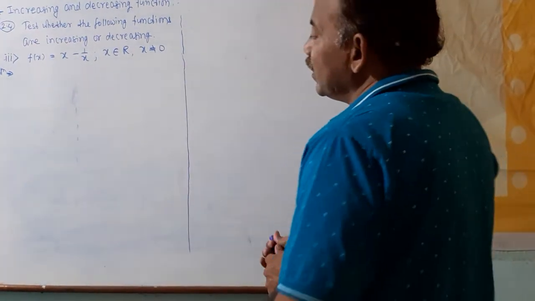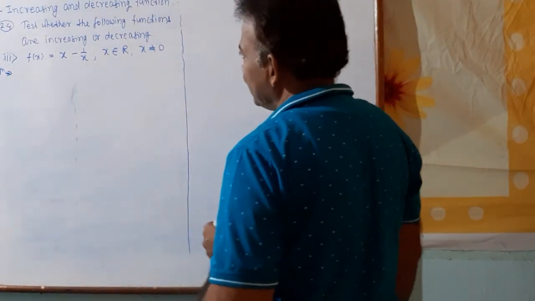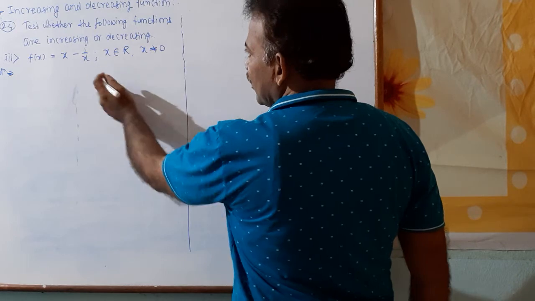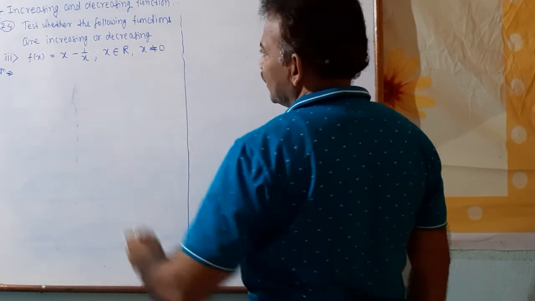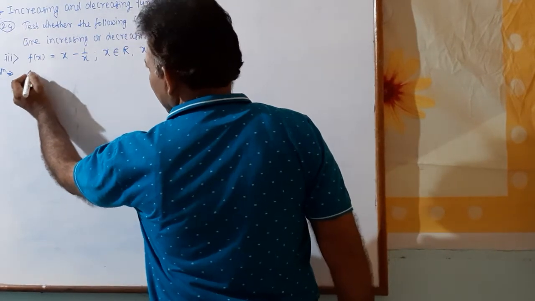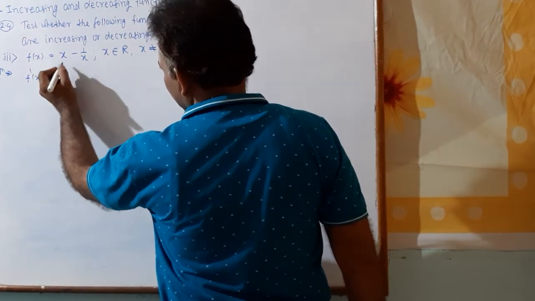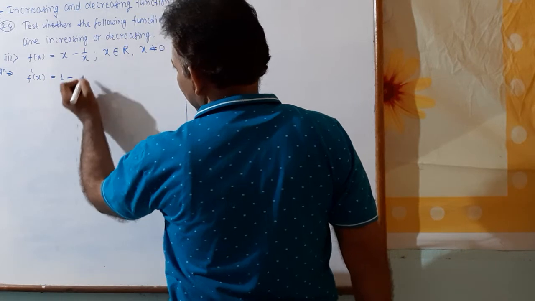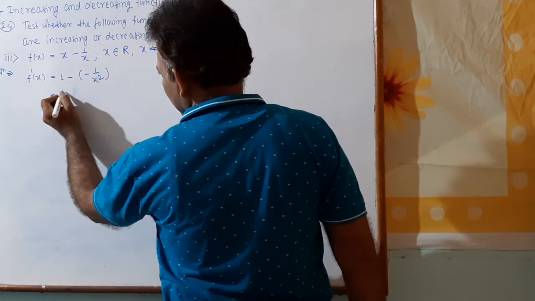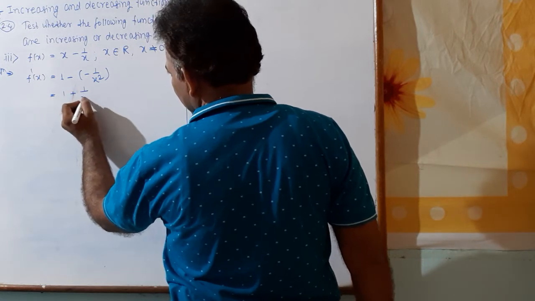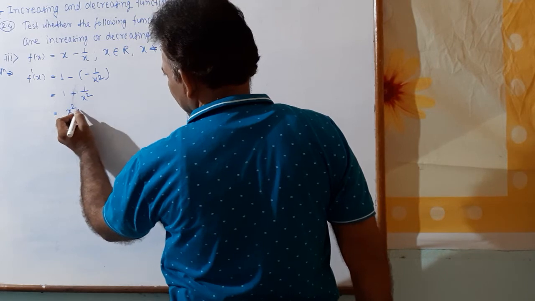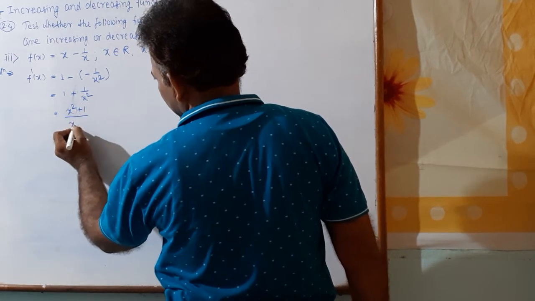Continue with the third problem. f of x equal to x minus 1 by x, x belongs to R, and given that x is not equal to 0, because x is in the denominator. If we take x equal to 0, we get a meaningless quantity, that is infinity. So first we differentiate. f dash x is equal to derivative of x, which is 1, minus derivative of 1 by x. We know the formula: minus 1 divided by x square. So we get 1 minus minus, plus 1 divided by x square. Similarly, taking the LCM and cross multiplying, x square plus 1 divided by x square.